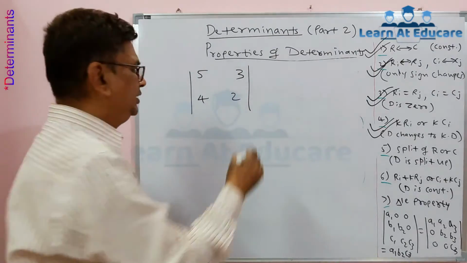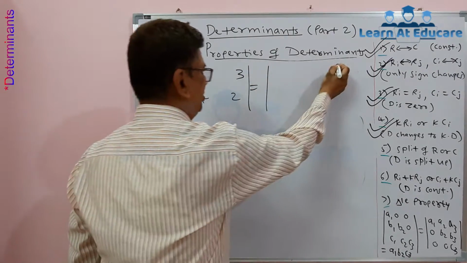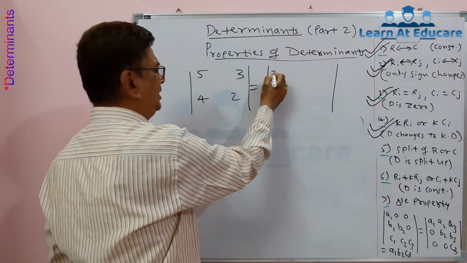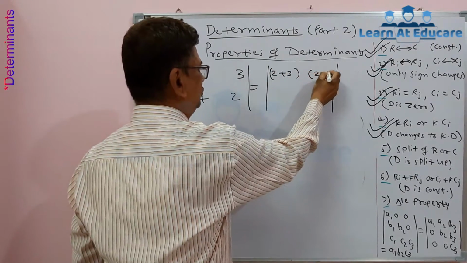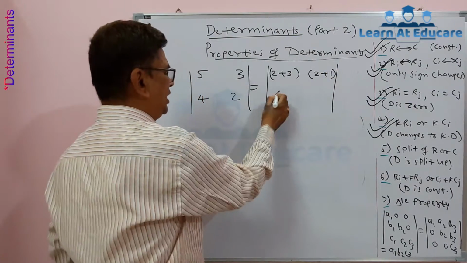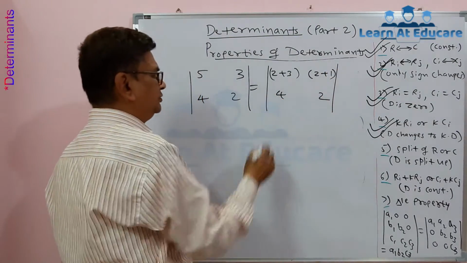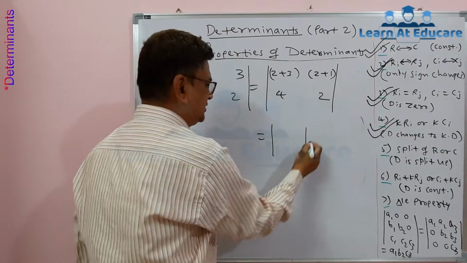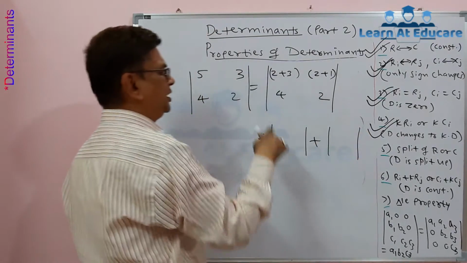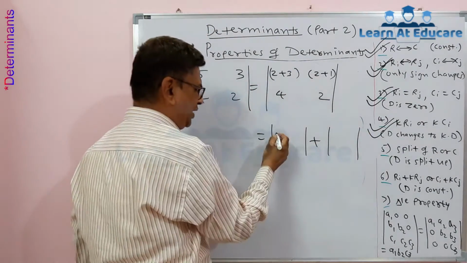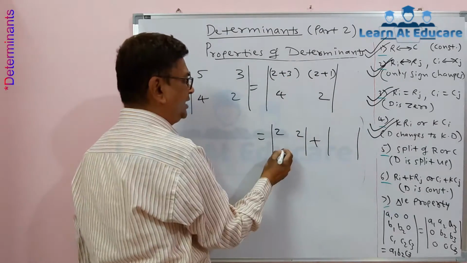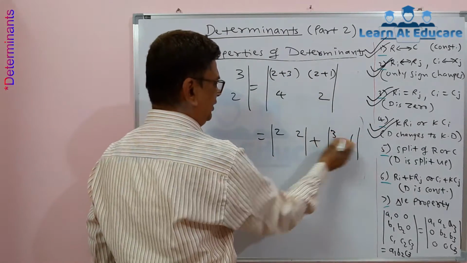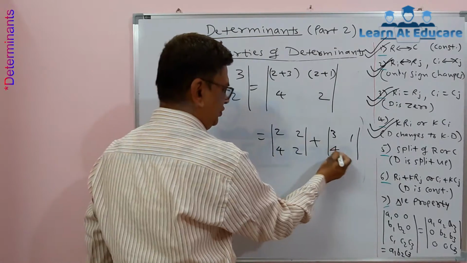Then we can suppose the first row is split up. This 5 can be written as 2 plus 3, and this 3 can be written as 2 plus 1. Second row, no change. Then this determinant is the sum of two such determinants. The first number from each bracket will be written in the first determinant, and the second will be written here, 3, 1, while the second row is unchanged.